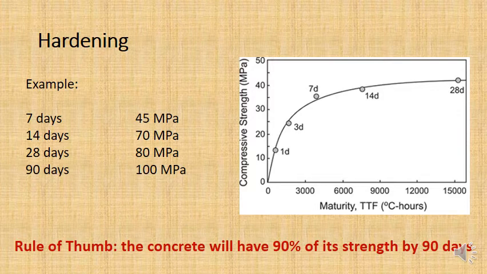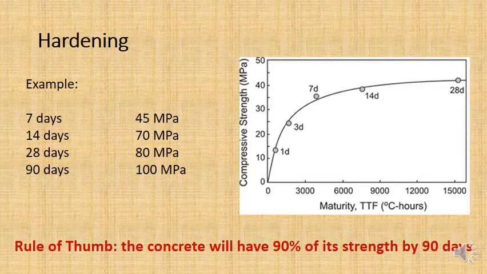You can see number of hours since it was made against compressive strength. And the rule of thumb is that the concrete will have about 90% of its maximum strength after about 90 days. That's a rule of thumb. Now there's a big caveat to this though. You need to make sure the concrete continues to have water on the surface. It needs to stay hydrated.